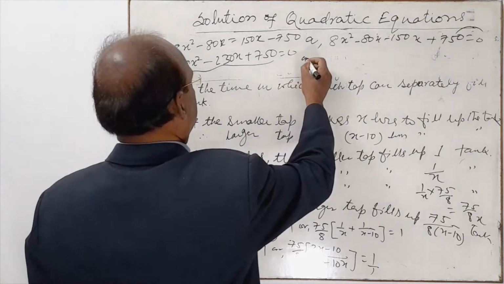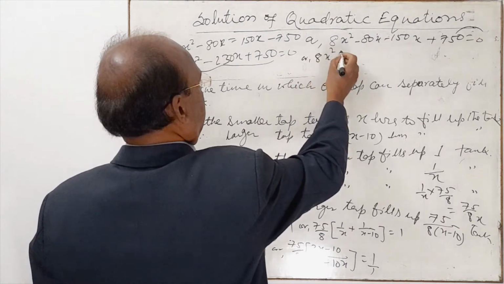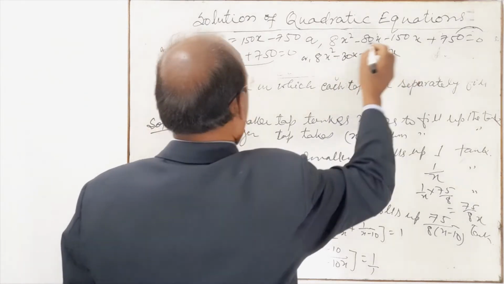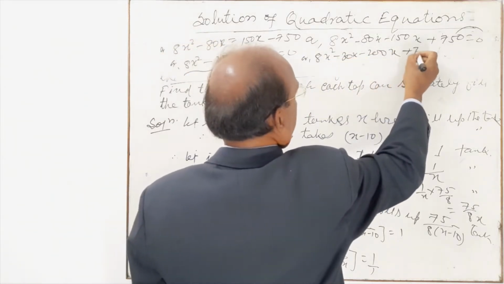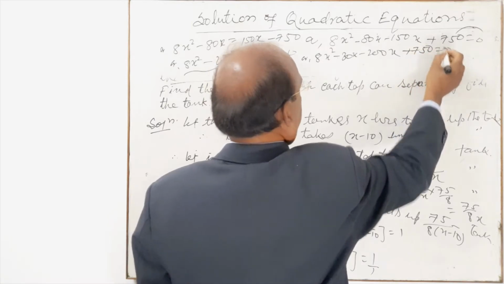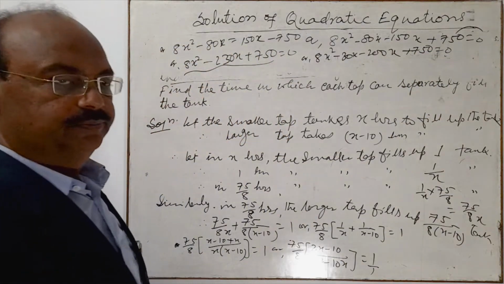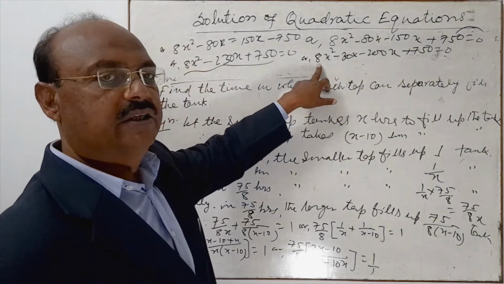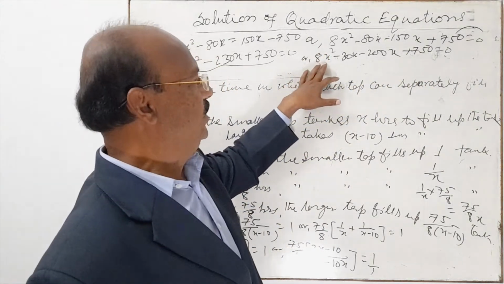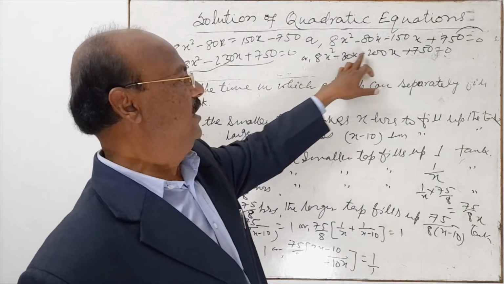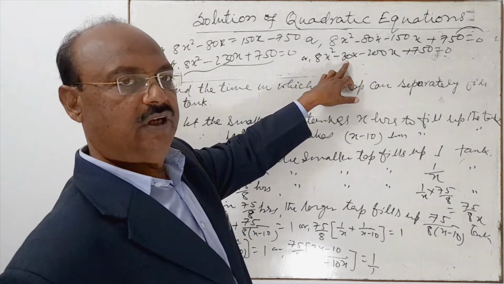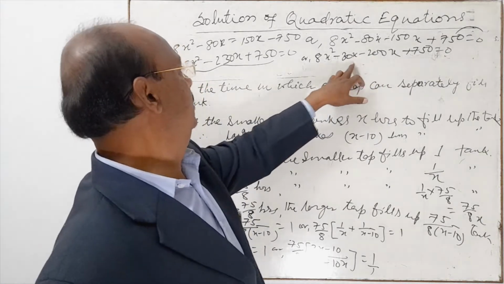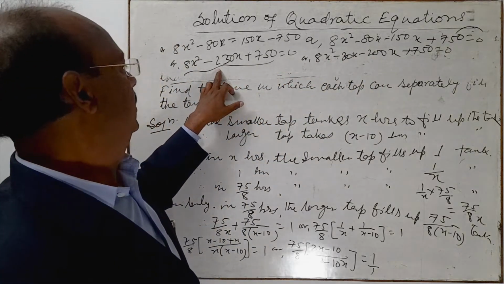So we can write here 8x² − 30x − 200x + 750 is equal to 0. Correct? You know, 750 into 8 is 6000. The same value we are getting when we multiply 30 and 200, 6000. Correct? And this −200 and −30 altogether give −230. Correct?